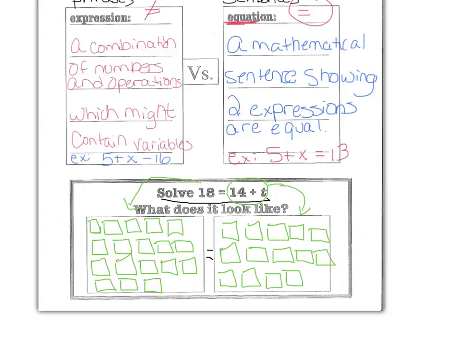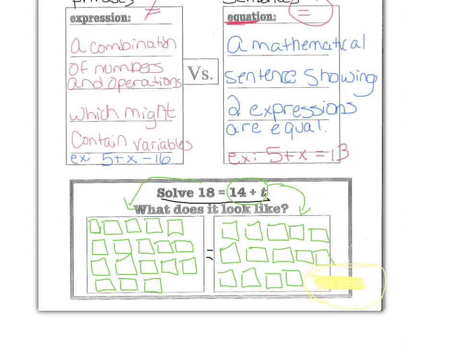Now we don't know what t is, so I'm going to make it similar to our French fry or our algebra block that means x or variable. And so we have this missing piece here. Hopefully you can see this. I'm going to color it in. Okay, this is our missing piece. We want to be a detective and figure out what this is to make the scale balance. What would we have to add to the 14 cubes to get to 18?